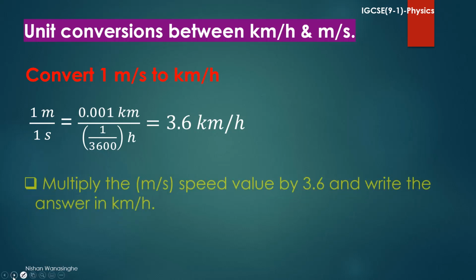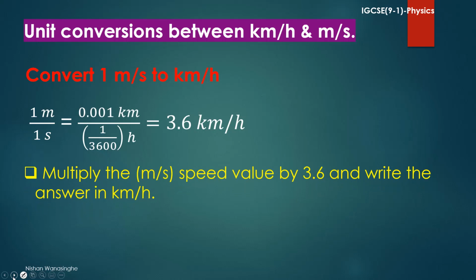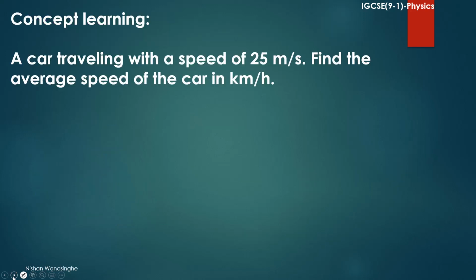That means if the speed is given in meters per second, to convert that into kilometers per hour, you have to multiply that by 3.6. We'll do an example. Write 10 meters per second in kilometers per hour. So 10 into 3.6, you get 36 kilometers per hour. Right? We'll do a concept learning question about this.